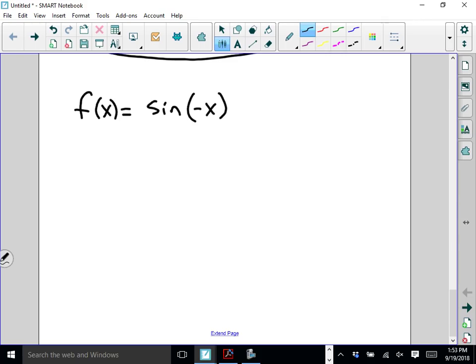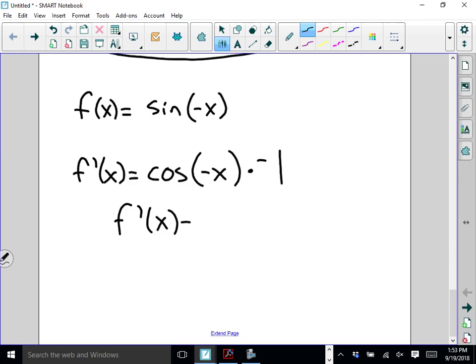So I have the function f of x equals sine of negative x. Well, what's my inner function? Negative x. My outer function is sine. So I do the derivative of the outside with respect to the inside and multiply by the derivative of the inside. The derivative of negative x is negative 1. And I get that.